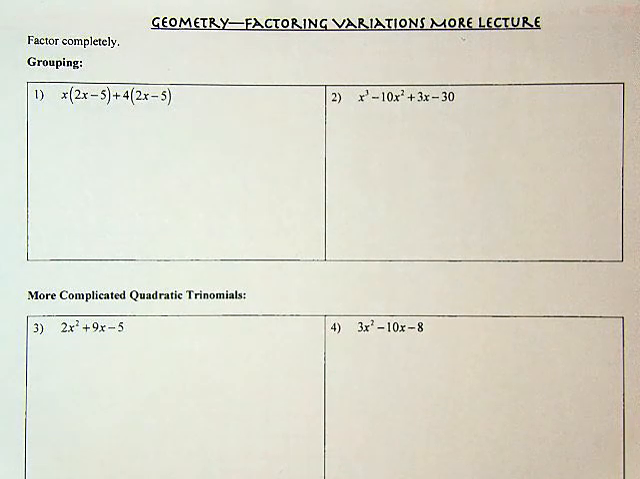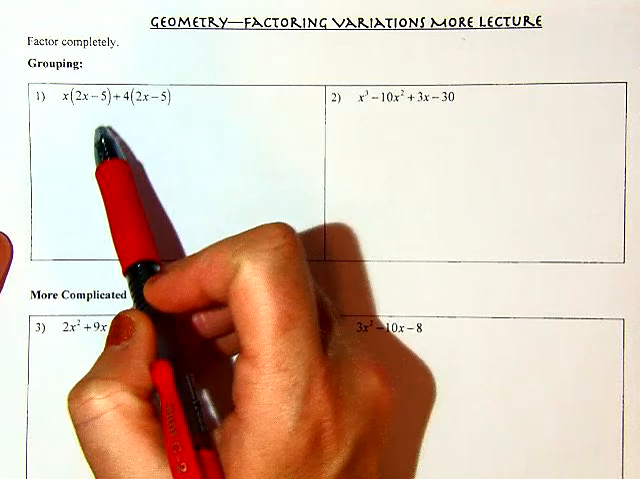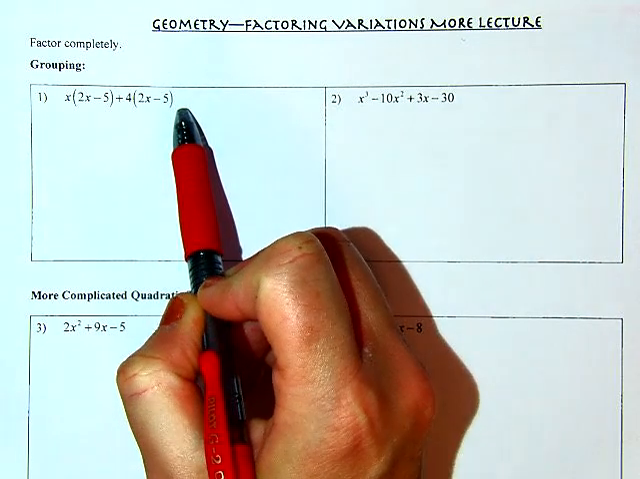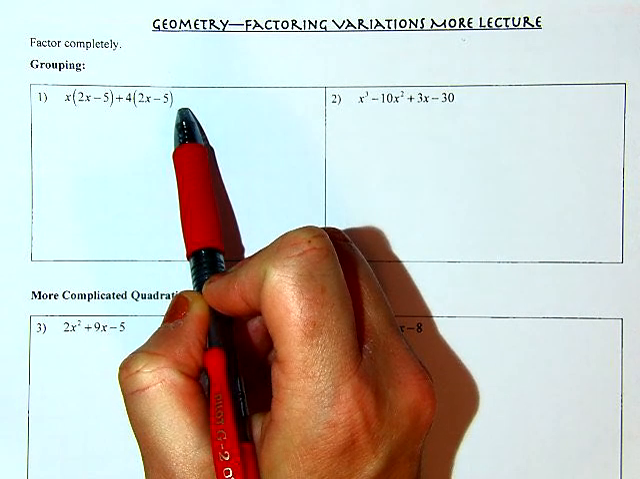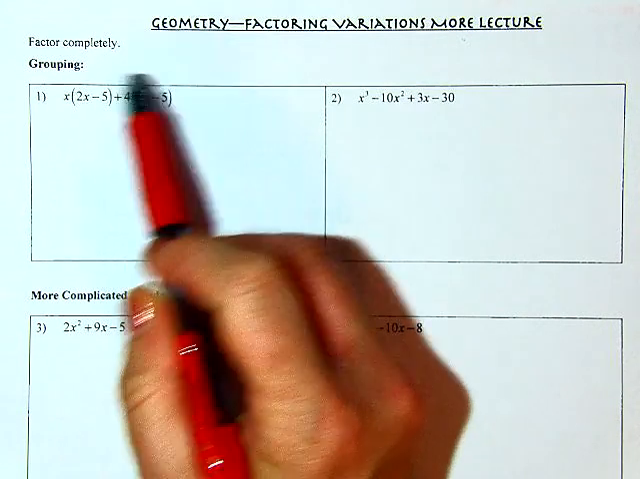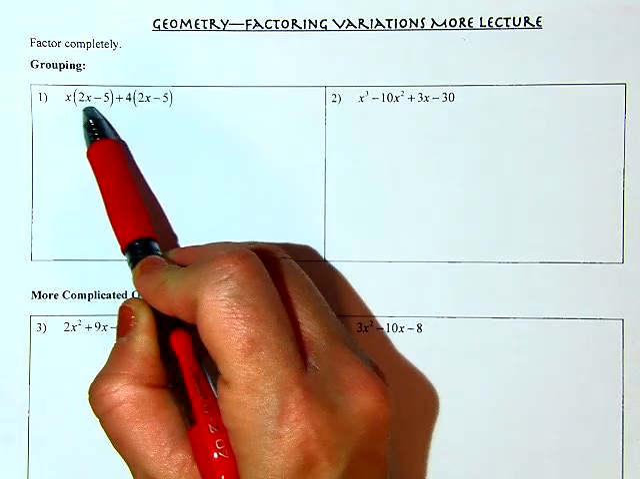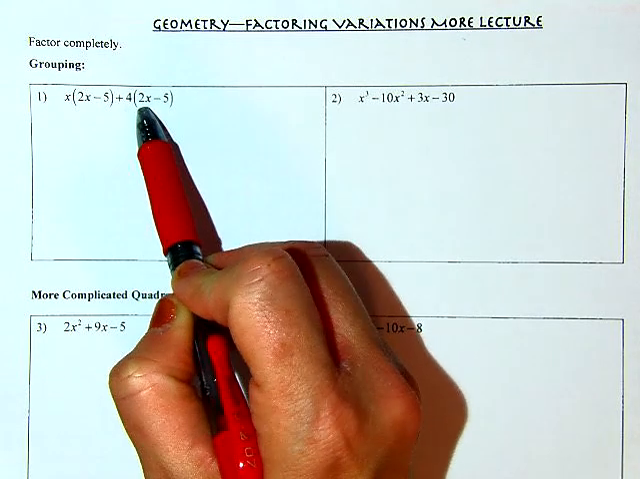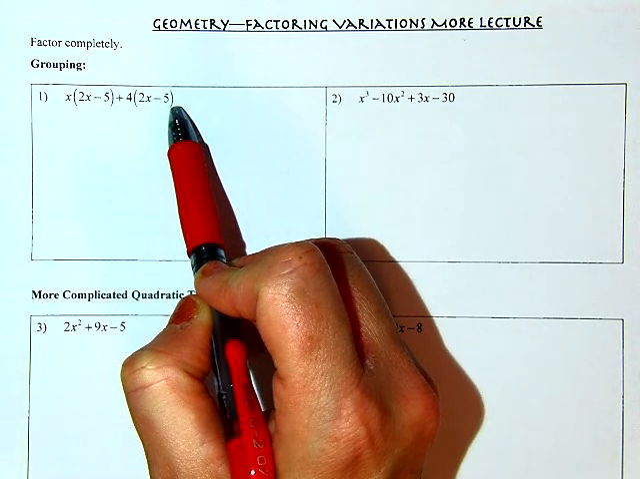All right, today we are taking on more types of factoring variations. So first up, we're looking at grouping techniques. First I'm looking at this expression right here, and I'm thinking, well, how do I factor it? Well, it's really close to being factored already. So we have x times this package of 2x minus 5 plus 4 times this package of 2x minus 5.